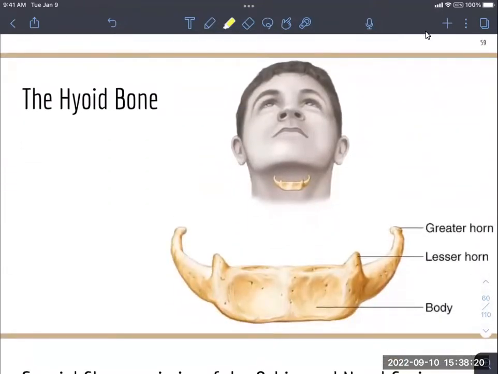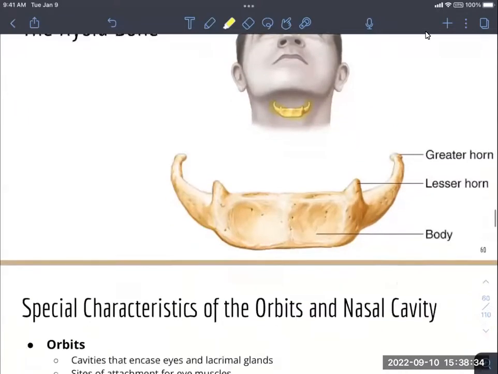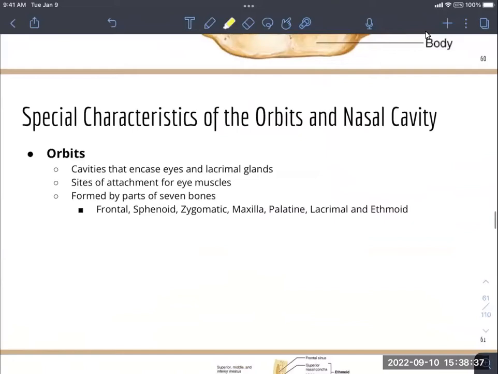So here is that hyoid bone. It sits at the top part of your neck. It's got a place of attachment for several muscles in the front of your neck. Your orbits. Your orbits are your eyes. There are several bones, as we've been noticing as we've been going through the bones of the skull, that make up your eyes. We kind of went through the nose, so let's go through the eyes.